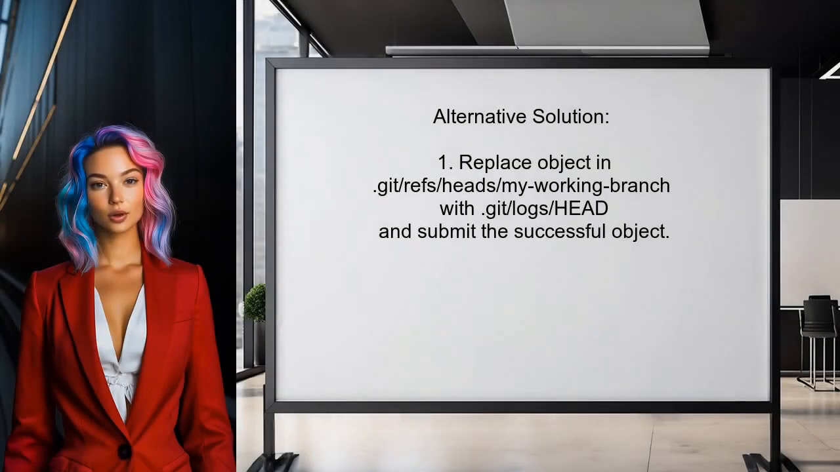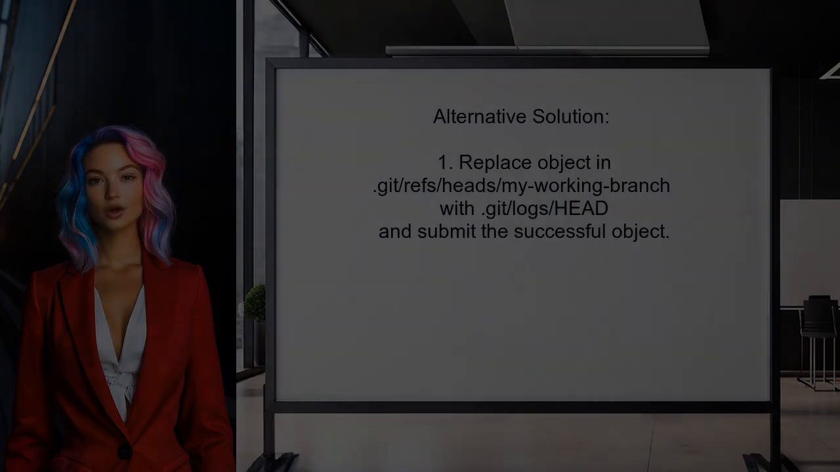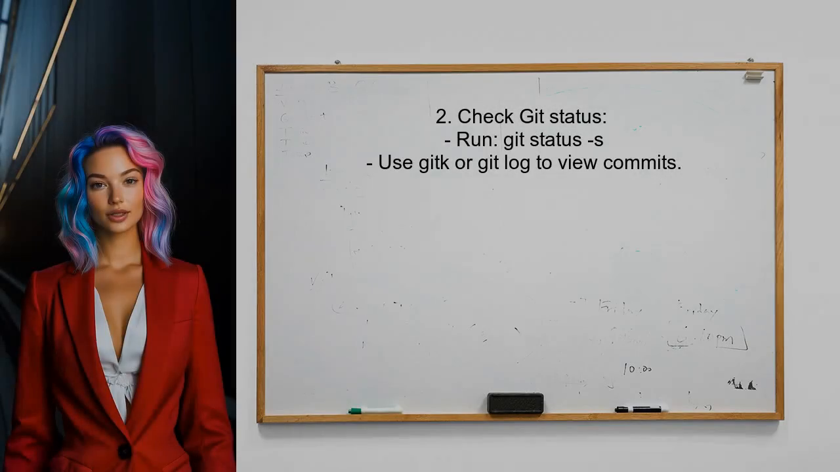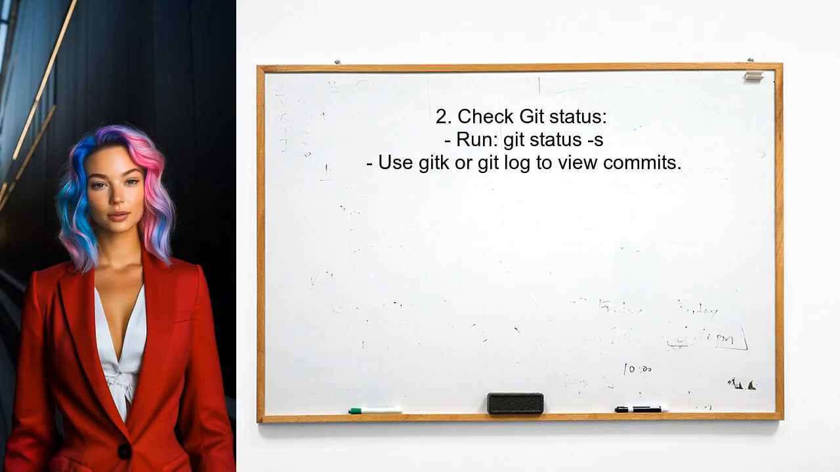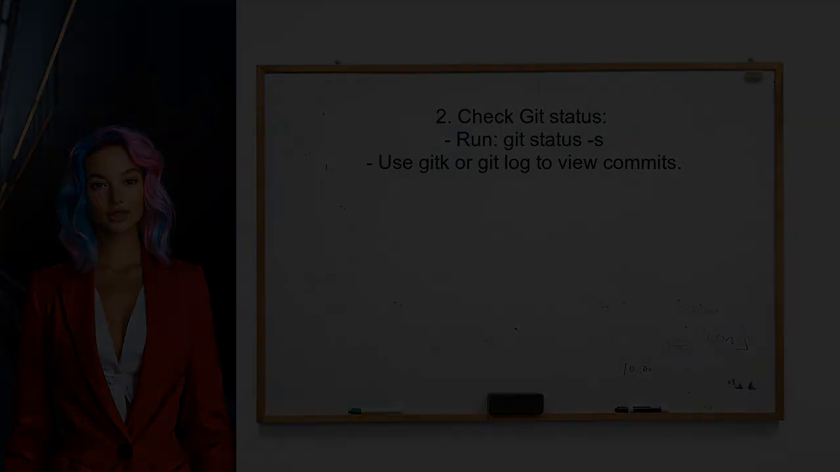An alternative solution suggests that the issue you're facing is due to a corrupted Git repository. To fix this, you can follow these steps. First, replace the object in .git/refs/heads, my working branch, with .git/logs/HEAD and submit the successful object. Next, check your Git status with git status -s. If everything looks normal, you can use gitk or git log to view your commits. Then run git fsck --full to identify any remaining issues.